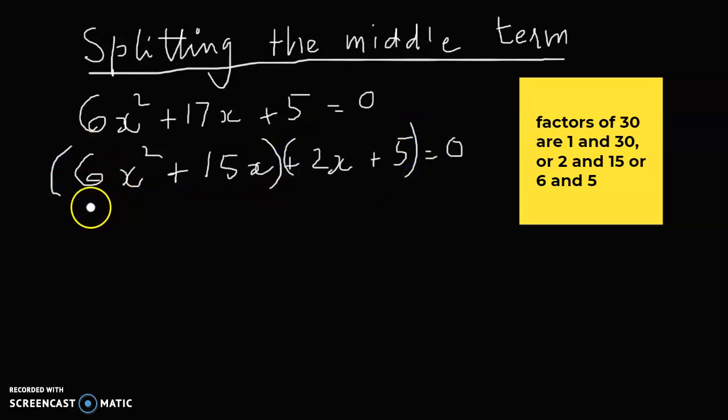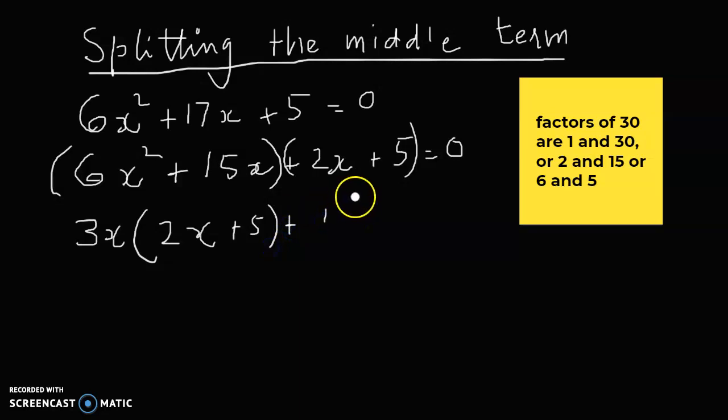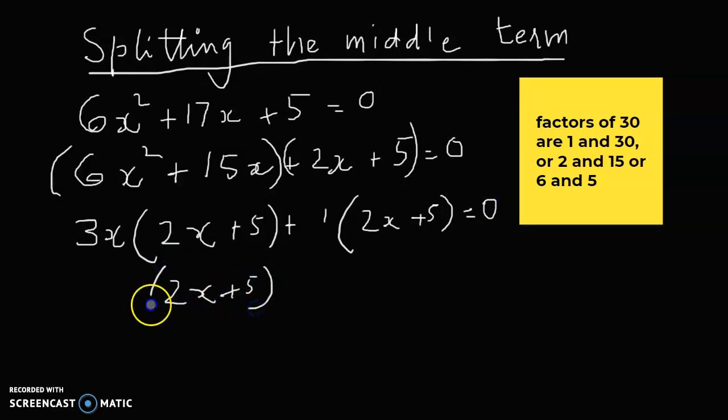From here we can take out 3x. If you take 3x, this will become 2x plus 5, and here we can take out 1 and we get 2x plus 5. So finally you get 2x plus 5 as common from both. Here also, when you have this and this, 2x plus 5 is the common. So we write down 2x plus 5 here, multiplied by 3x plus 1.